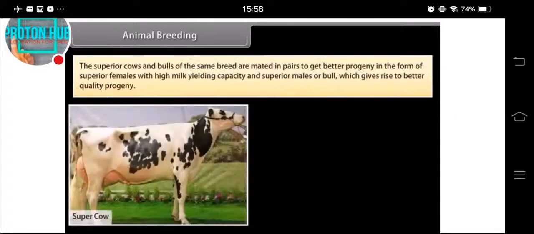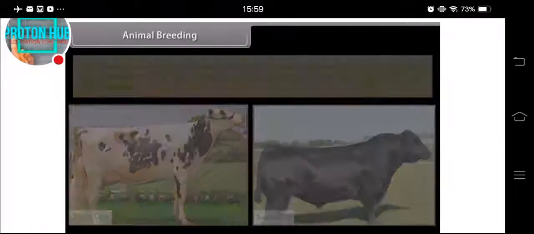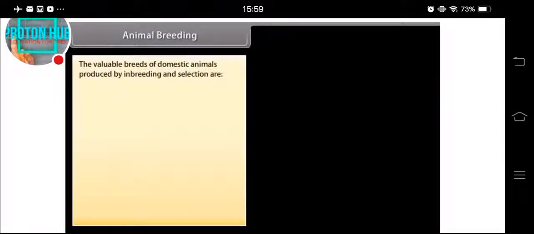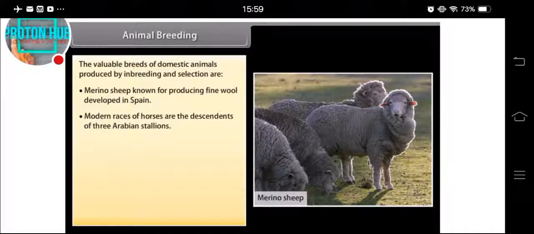The superior cows and bulls of the same breed are mated in pairs to get better progeny in the form of superior females with high milk yielding capacity and superior males or bulls, which give rise to better quality progeny. The valuable breeds of domestic animals produced by inbreeding and selection are: Number 1. Merino sheep, known for producing fine wool, developed in Spain. Number 2. Modern races of horses are the descendants of 3 Arabian stallions.